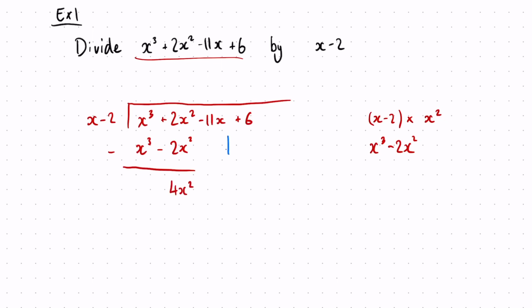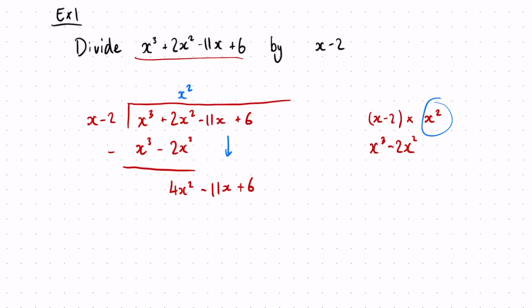Then you transfer the rest of this down alongside it. So 4x squared minus 11x plus 6. That is what we are currently left over with. The thing that we've said we are multiplying by, we need to write up here. And a good practice is to write your x squareds above your x squareds and your x's above your x's.